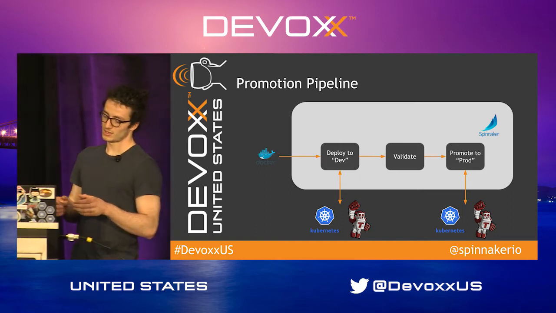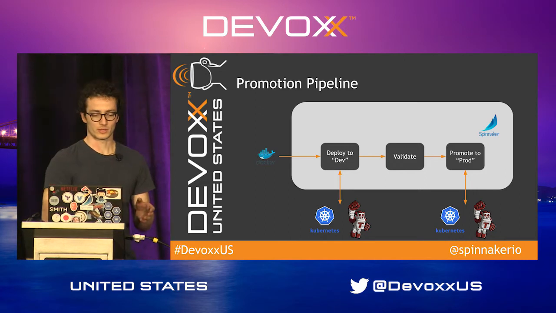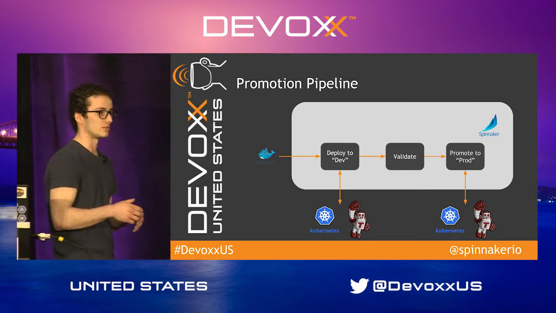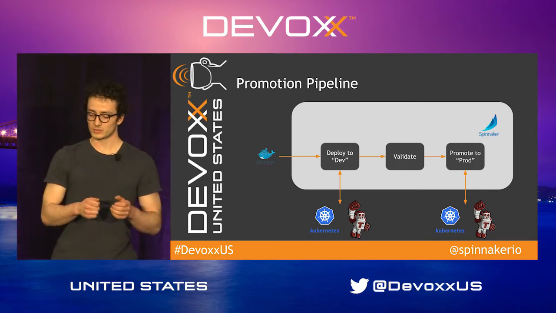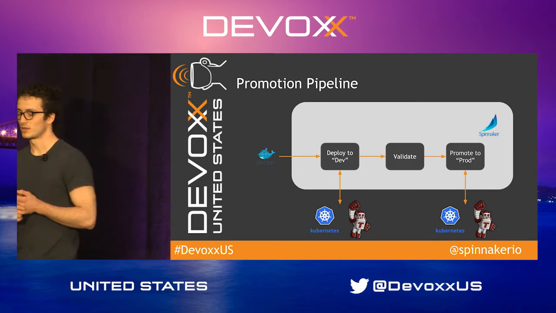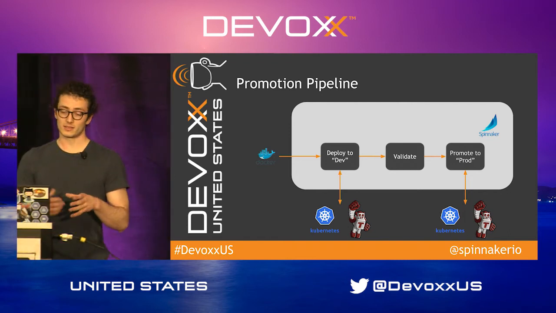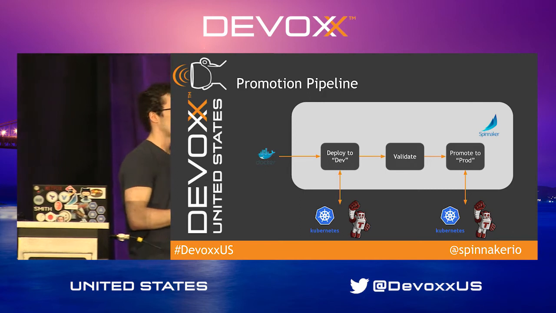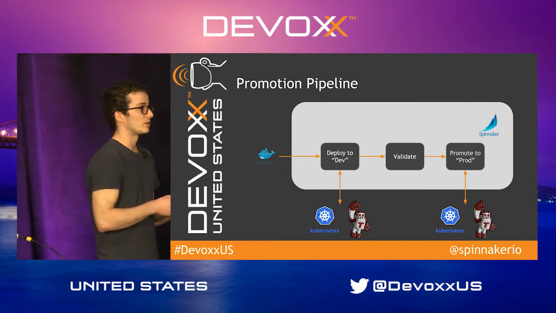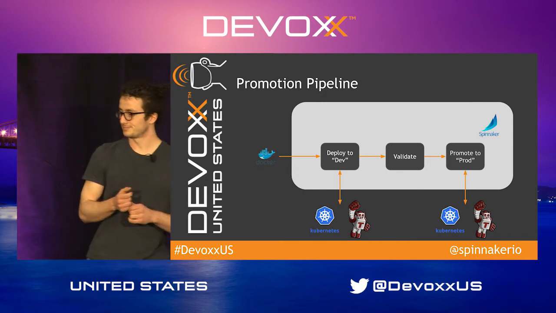The first thing you'd want to do is deploy your Docker container to a dev environment. What this lets you do is confidently validate that whatever you've built actually behaves the way you want it to. And that's the second step. Once you've validated and you're confident that you can promote to production, that's what you do. You take that same Docker image you validated and redeploy it inside of a production cluster.